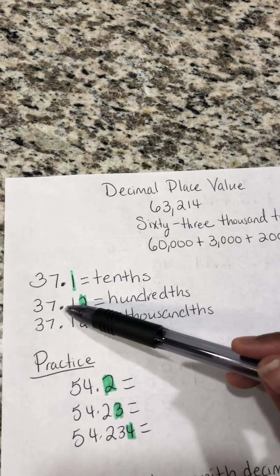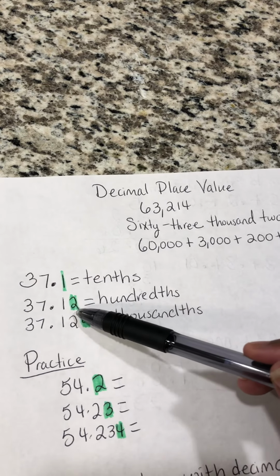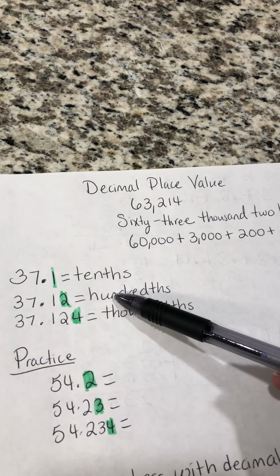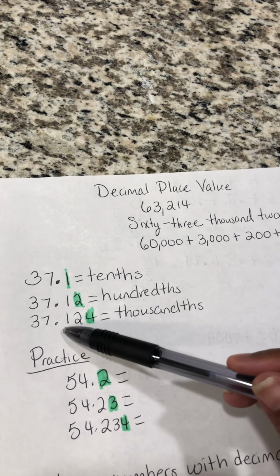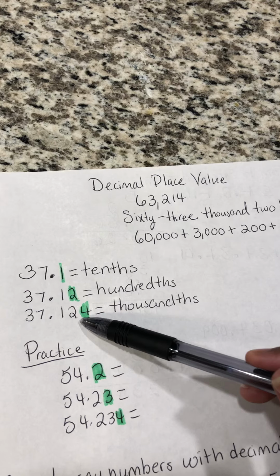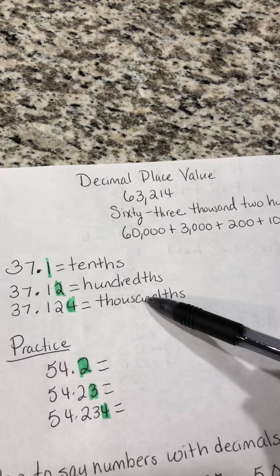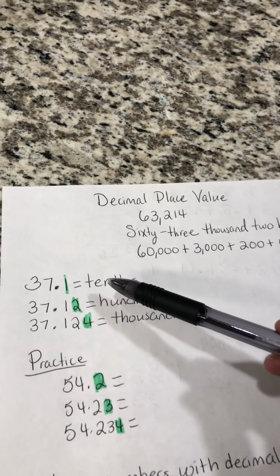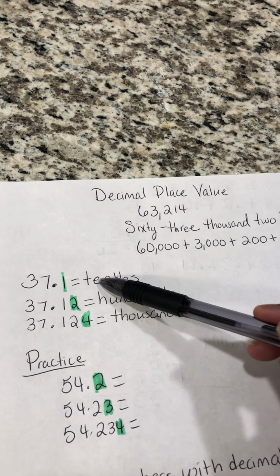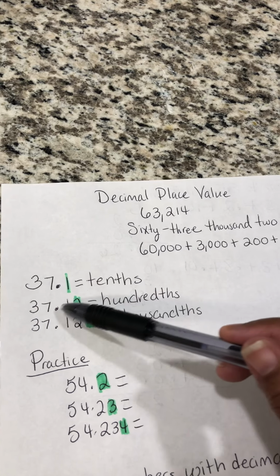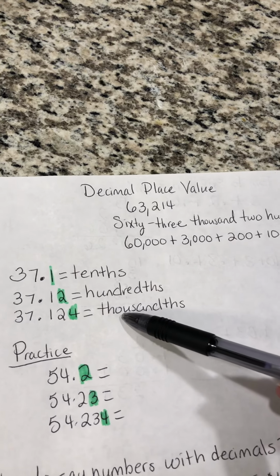Okay, let's look below. We have 37 and 12 hundredths. So the second number to the right of the decimal is the hundredths place. Number 3, 37 and 124 thousandths. Okay, so the third number to the right of the decimal is the thousandths place. Okay, so let's breathe and take that all in. The first number to the right of the decimal is the tenths place. The second number to the right of the decimal is the hundredths place. And the third number to the right of the decimal is the thousandths place.